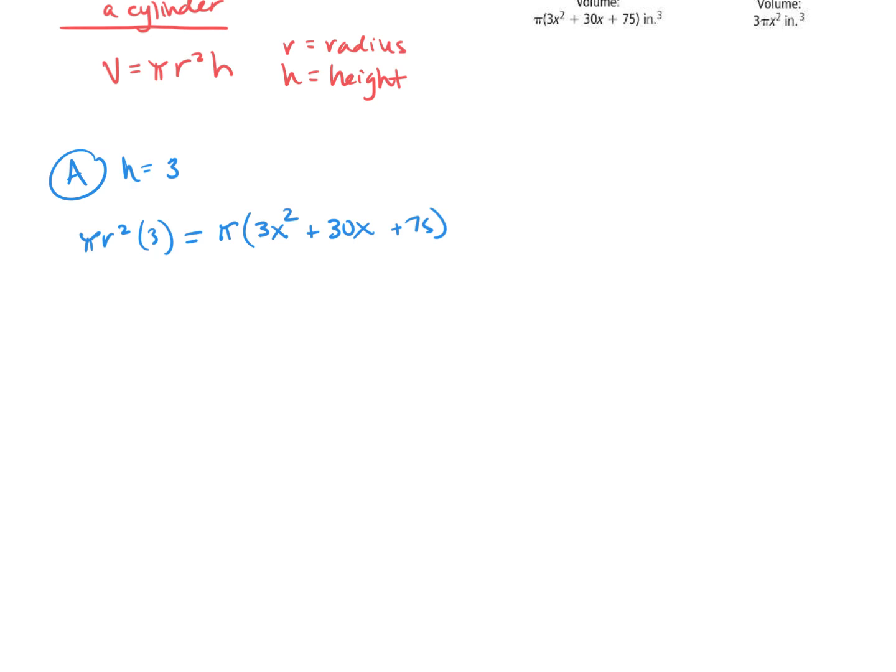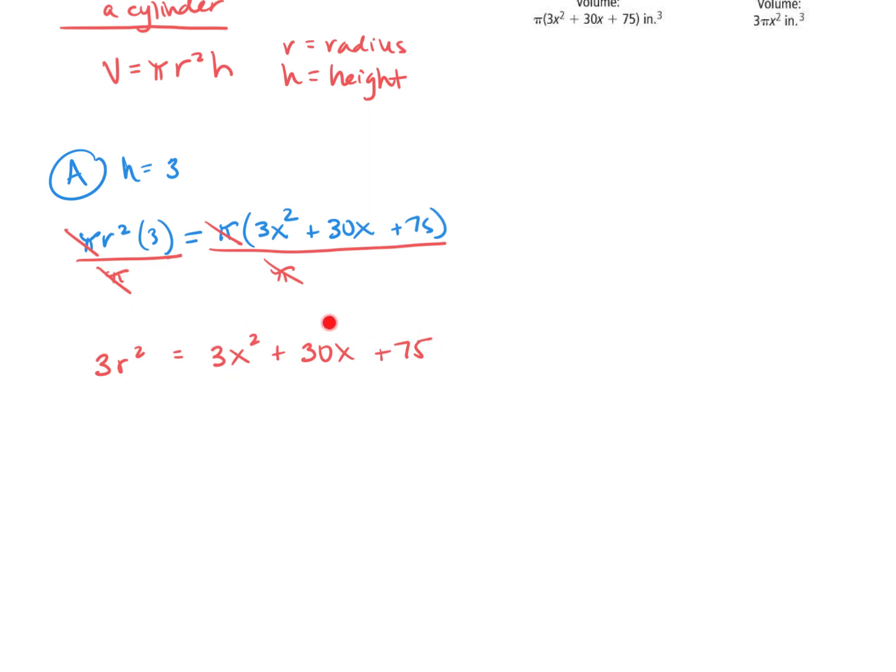First thing I notice is both sides of our equal sign have a pi. Pi is being multiplied by r squared times 3, and pi is being multiplied by that trinomial. So you know what we can do? We can get rid of pi. If we divide by pi on both sides of our equation, this pi cancels out that pi because pi divided by pi is 1, and over here, same thing. All right, the left side of our equation is 3 times r squared equals 3x squared plus 30x plus 75.